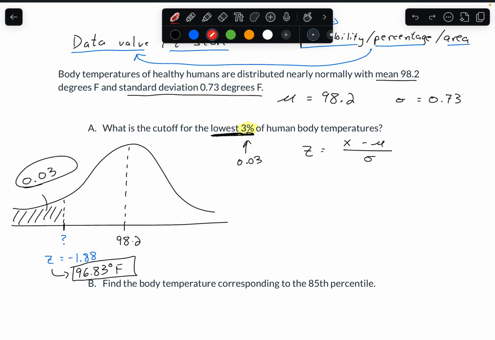So I'm going to start, if I say, okay, I want to solve for x, I'm going to start by multiplying both sides by my standard deviation.